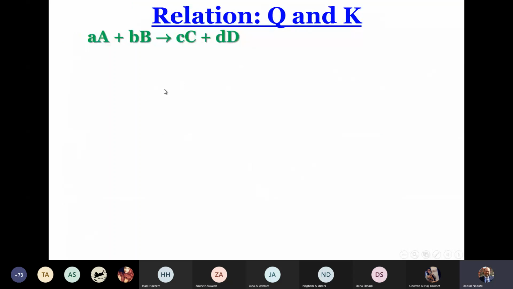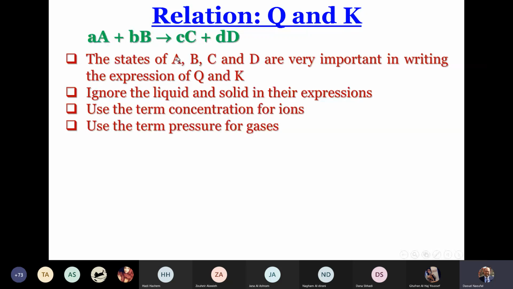I will give short notes about Q and K studied in the equilibrium chapter in college in grade 12. Suppose you have a reaction aA plus bB that gives cC plus dD. In thermodynamics, the states of A, B, C, and D should be written correctly. The states of A, B, C, and D are very important in writing the expression of Q and K. Q is the thermodynamic ratio in the course of the reaction. K is the thermodynamic ratio at equilibrium.